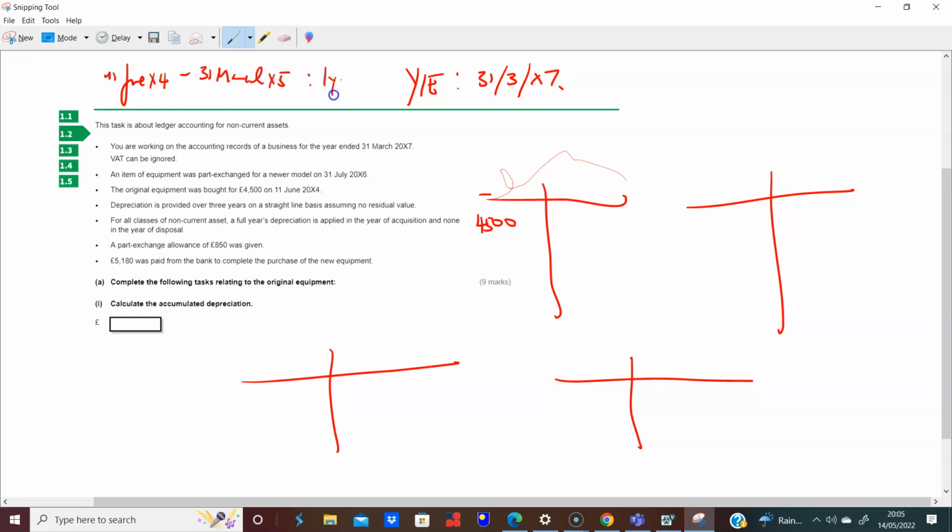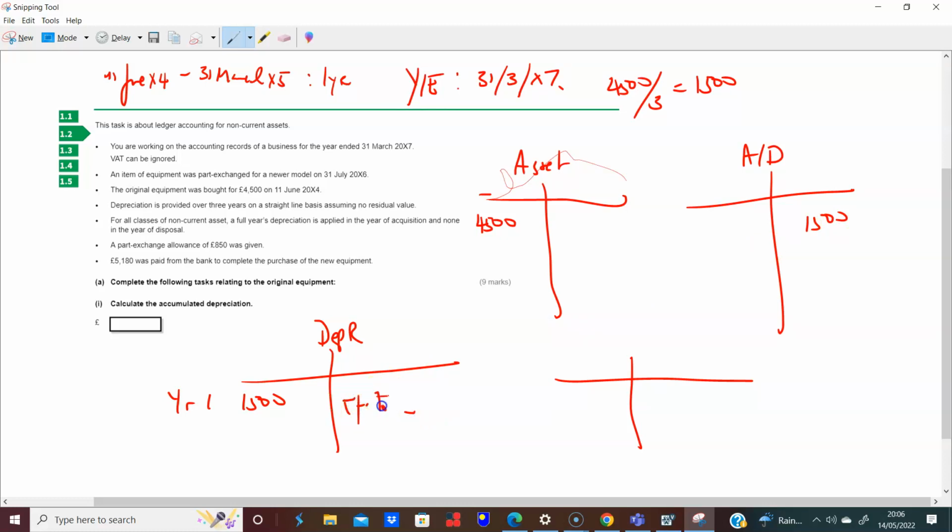X5. That's the first year, and it tells us that we have a full year of depreciation in the year of acquisition, and none in the final year, and we are doing a 3-year straight line depreciation. So this is a nice one. This is 4,500 divided by 3, isn't it? 1,500. So in year 1, we depreciate 1,500: here's the asset, and accumulated depreciation, 1,500. Of course, this gets transferred to the income statement.